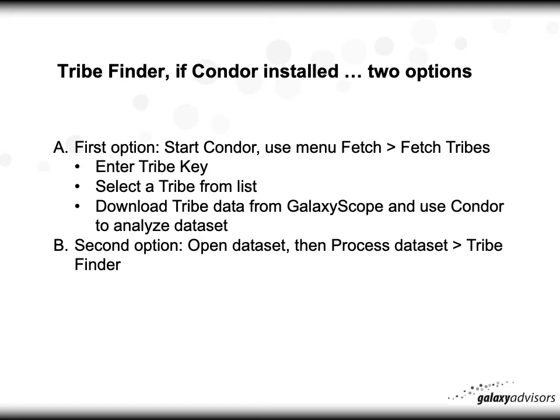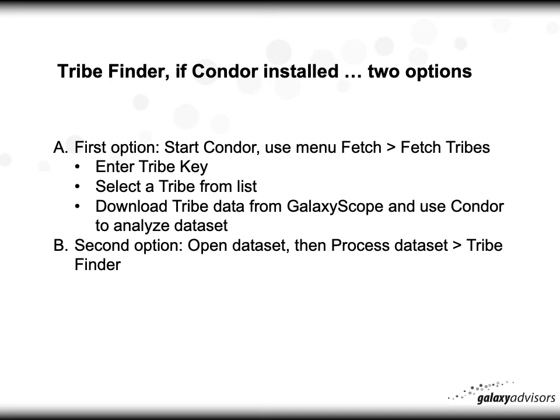The first option is stock Condor. Use the menu, Fetch Tribes. And again, you're going to need a tribe key to use this. For a key, just email Peter Gloor and request a Tribe Finder key for Condor. Once you do that, you'll be able to see the list of tribes that are available on GalaxyScope, including yours that you might have created. You select a tribe from that list, download that tribe from GalaxyScope, and use the Condor Analyze Dataset to analyze it more.